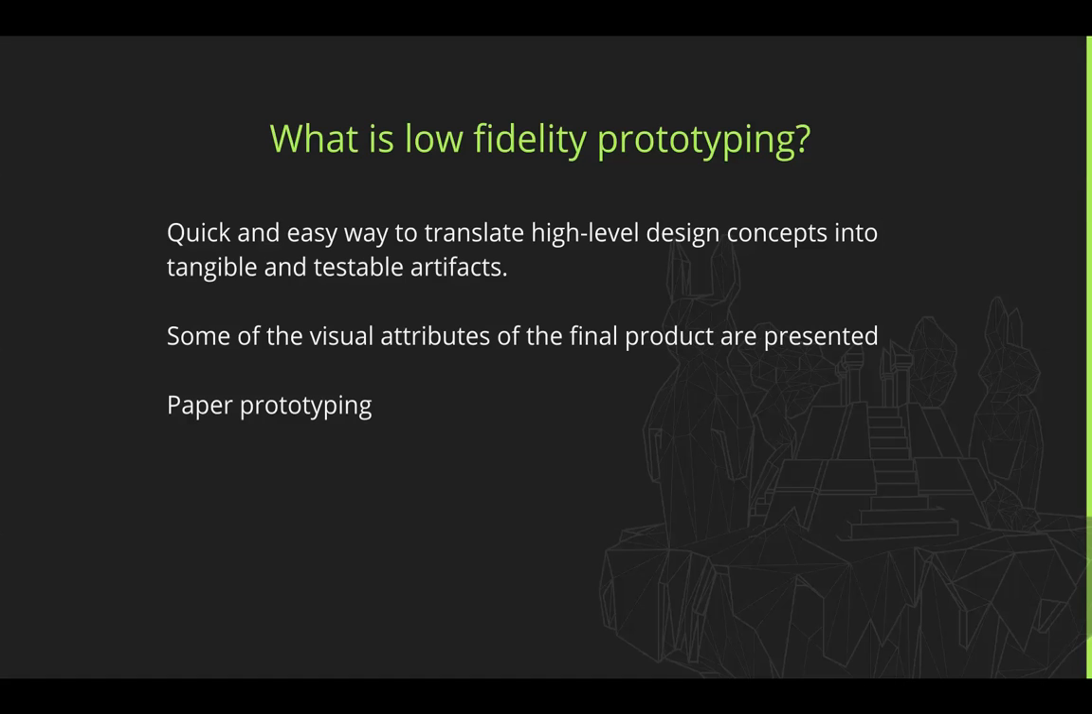So some of the visual attributes of a product are presented. For example, if you want to have a text field, in your paper prototype it will sort of look like a text field as a representation.